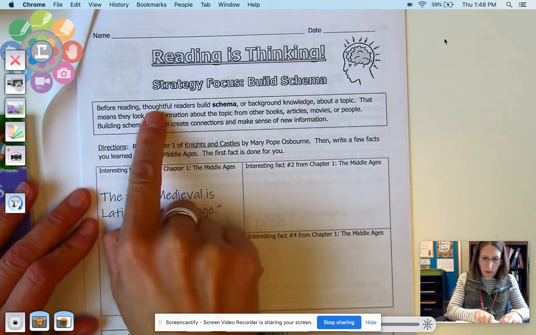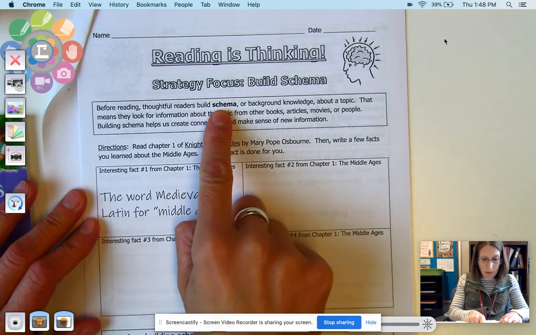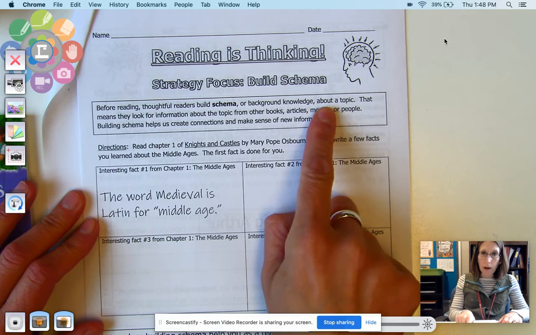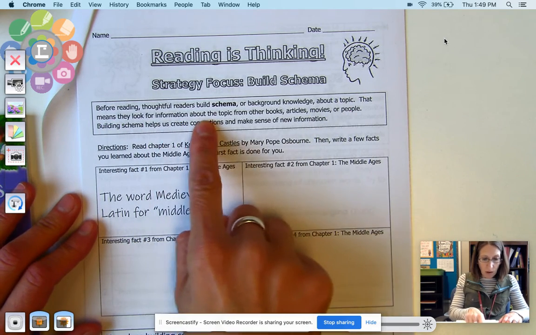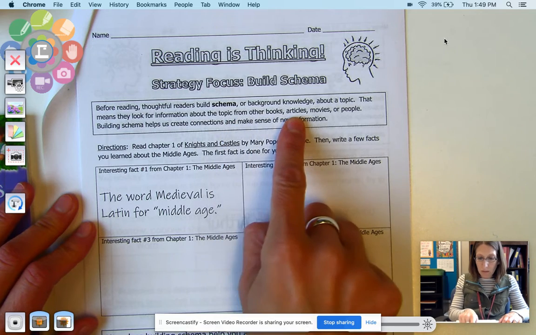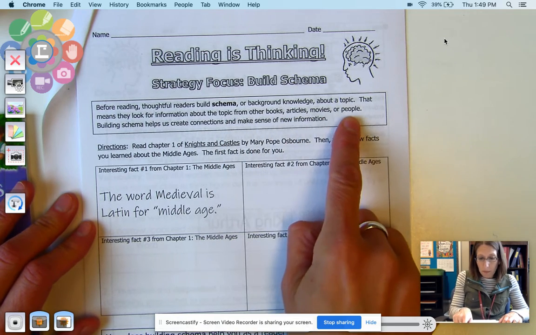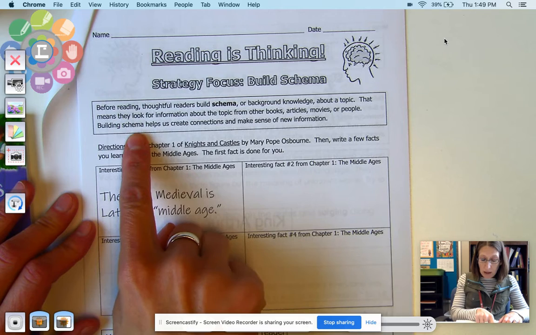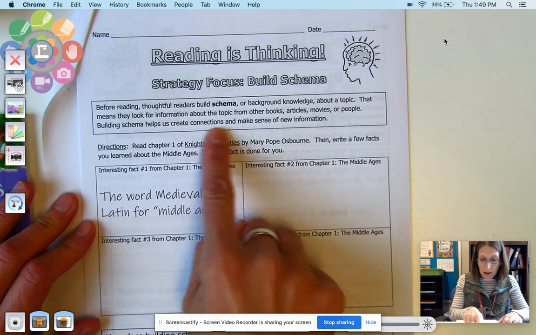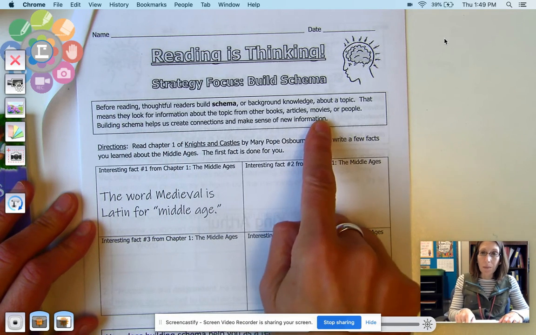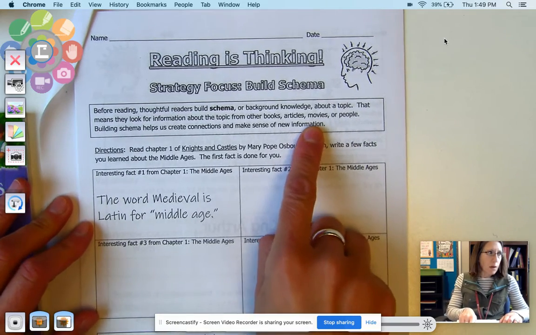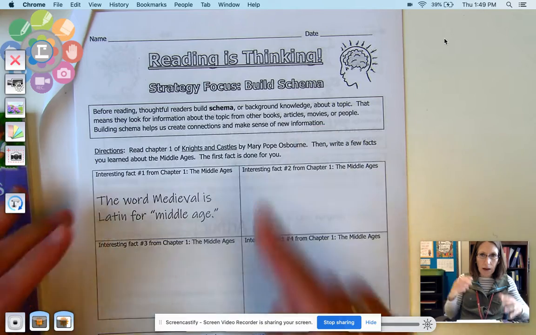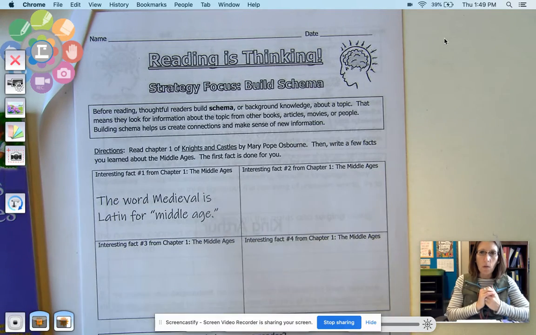Before reading, thoughtful readers build schema or background knowledge about a topic. That means they look for information about the topic from other books, articles, movies, or people. Building schema helps us create connections and make sense of new information. So we can think about schema as everything we know about something. It's like all the stuff that's in our brain that we know about something.